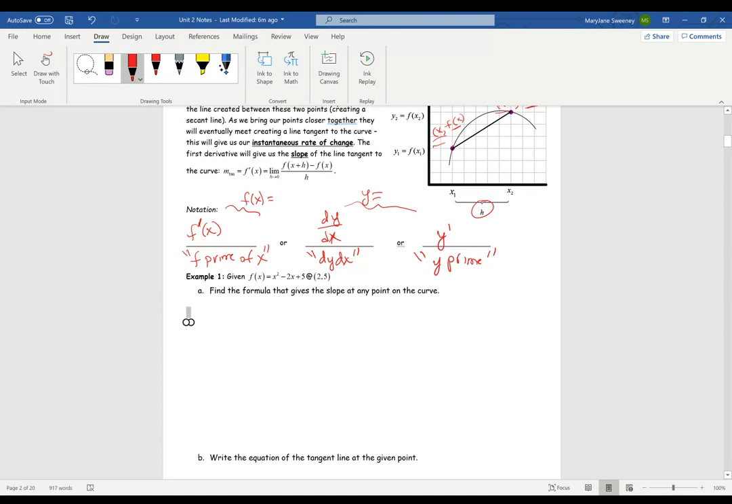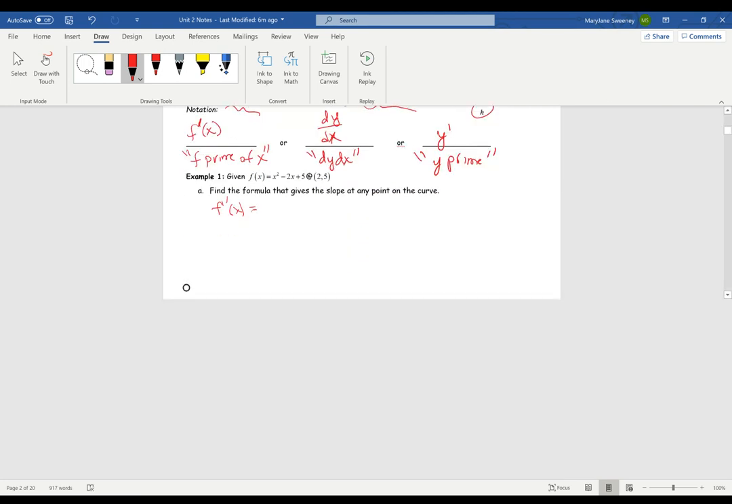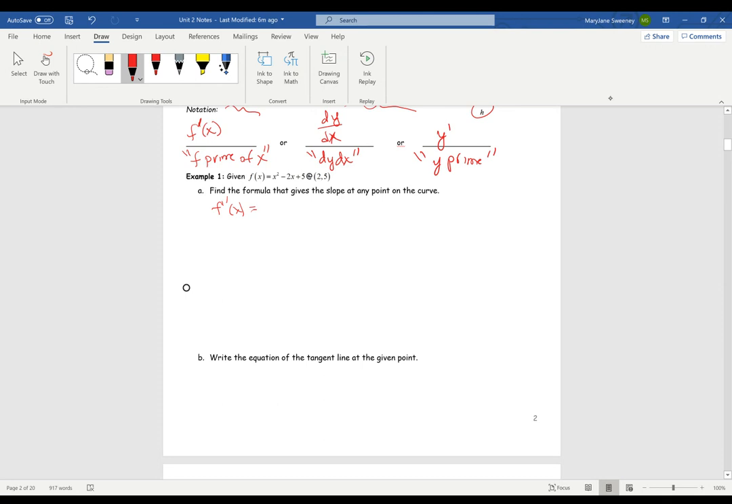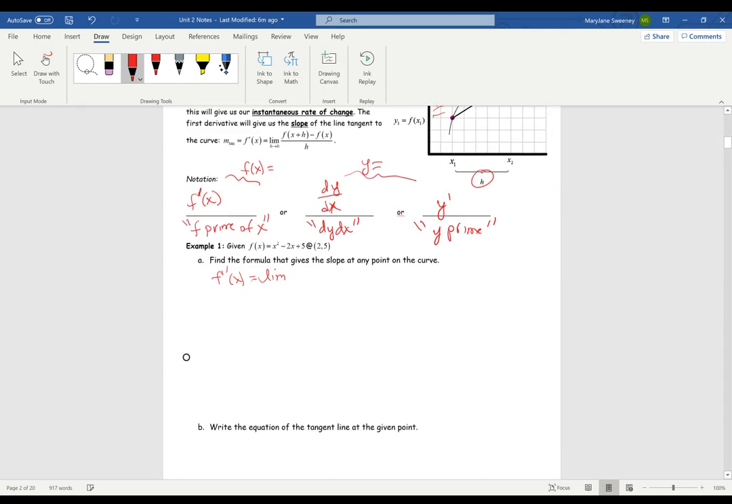Okay, so f prime of x equals the limit as h approaches 0 of f of x plus h minus f of x all over h.